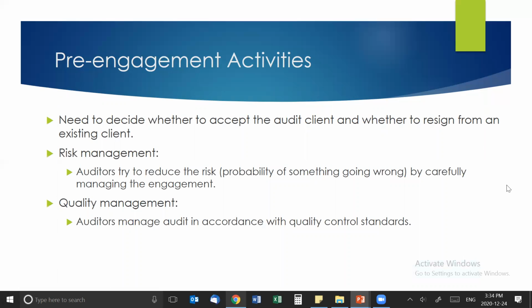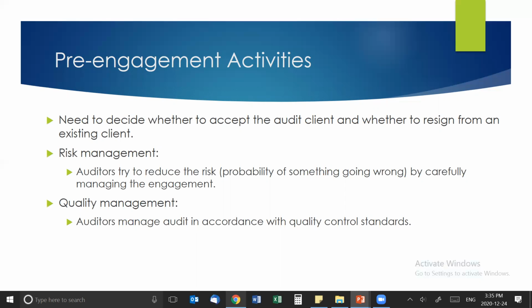All right, so when we're looking at pre-engagement activities, that means we need to decide whether to accept an audit client and whether to resign from an existing client. So if you have the same audit client, every year you have to do these pre-engagement activities to determine whether you're going to continue on with this client or resign from the existing client. And then for a new client that has come in and says, I want an audit done, we need to do some procedures to determine whether or not we're going to accept the audit client. So risk management, the auditors are going to try to reduce the risk by carefully managing the engagement.